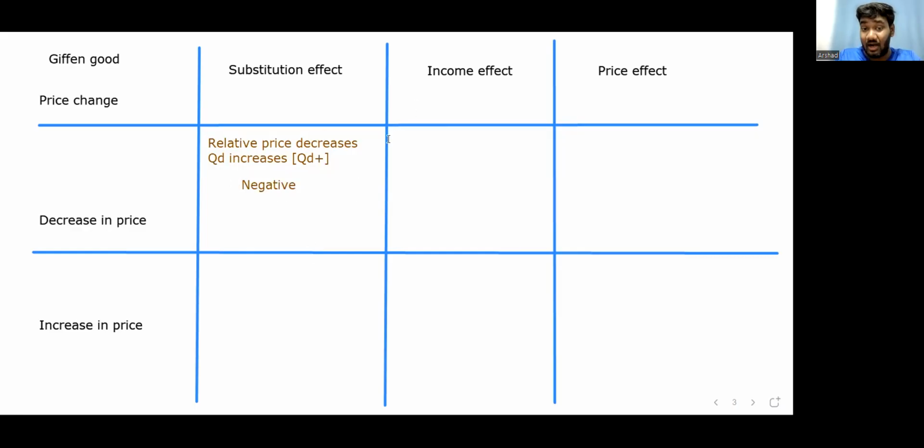Then how does the income effect work? The income effect says real income. So when the price decreases, guys, what happens to your real income? Real income increases, right? Now remember I told you a Giffen good is also a type of inferior good. Think: when real income increases, what will happen to quantity demanded?